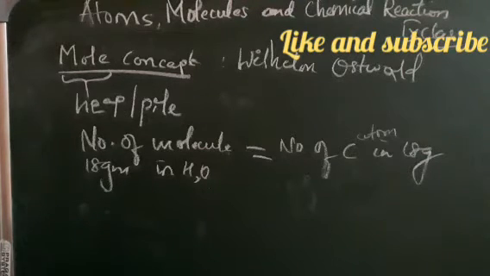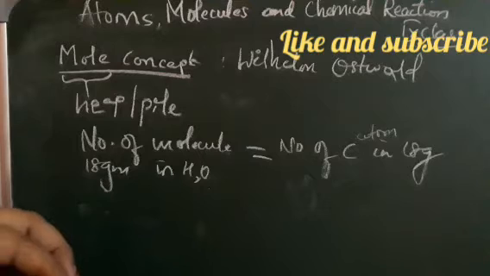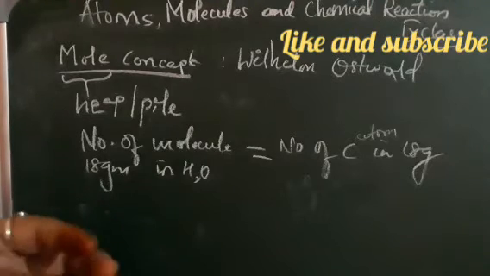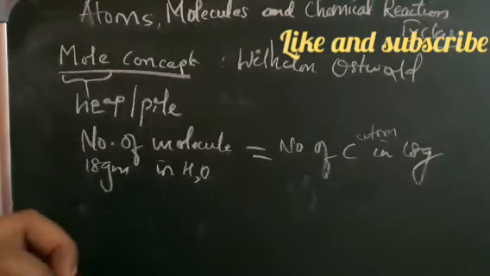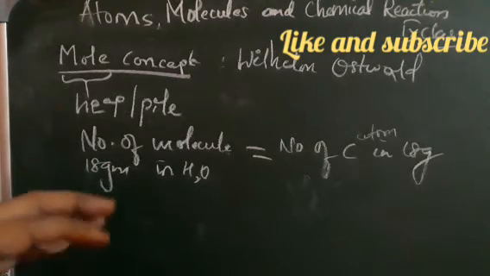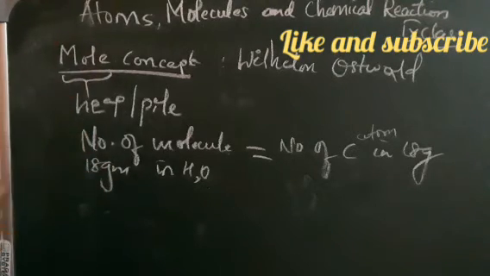Okay, this number is very large to handle. We cannot write it, so a unit called mole is introduced. This is a numerical quantity which is used to express the mole. 1 mole of a substance is the amount of substance which contains as many particles, that is atoms, molecules, ions or entities, as there are atoms present in exactly 12 grams of carbon.